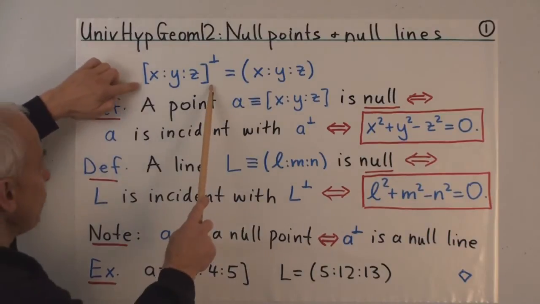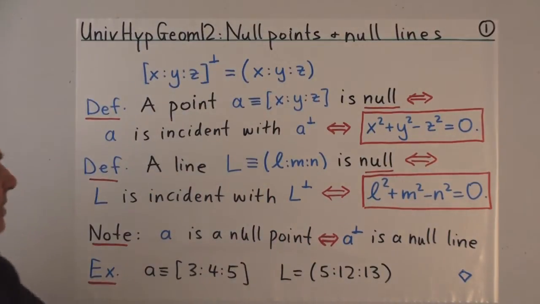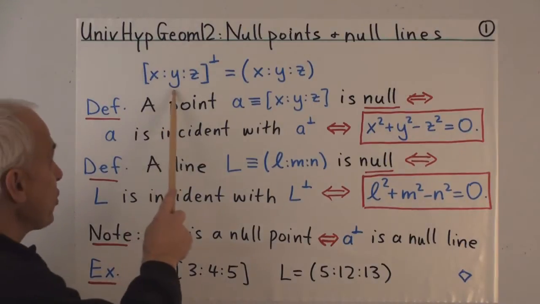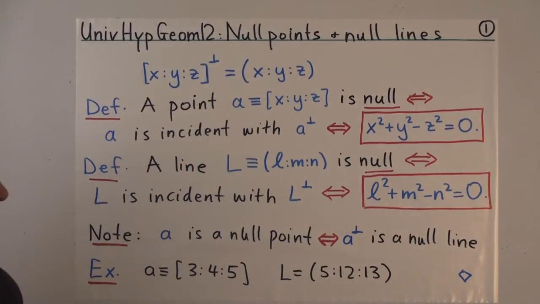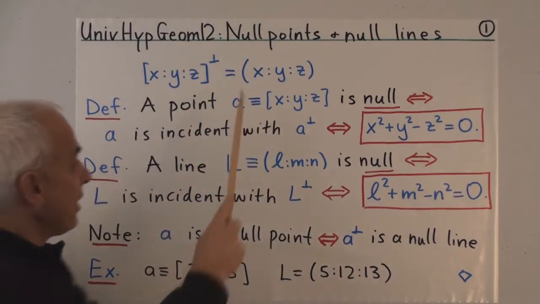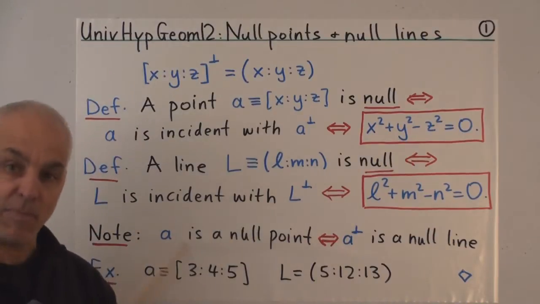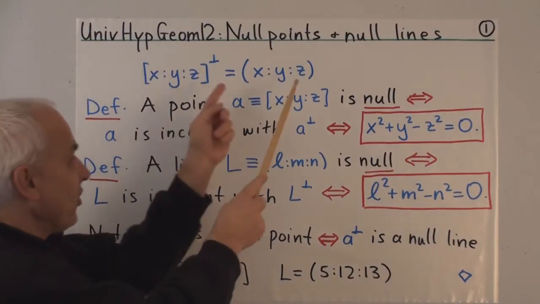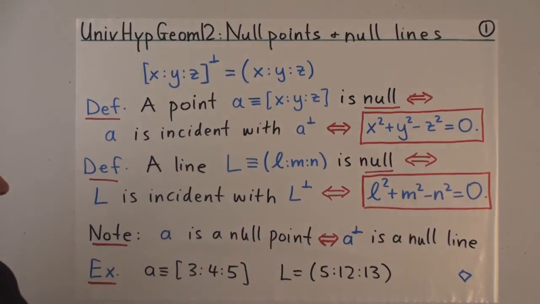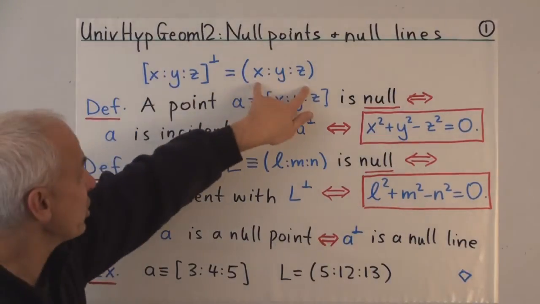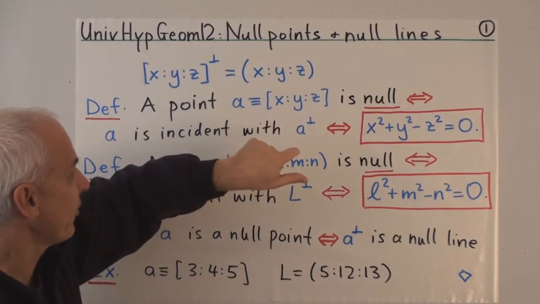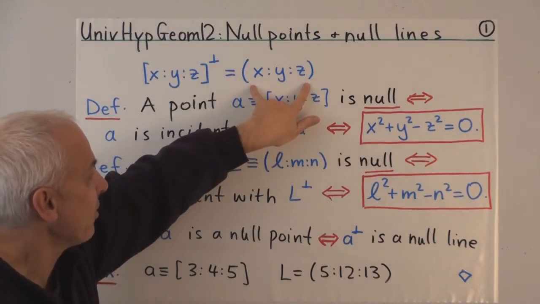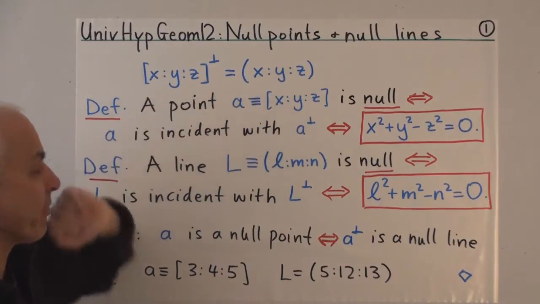I remind you about duality: if you have a point, which in our context is just a proportion of three rational numbers enclosed in square brackets, then its dual is a line, which is a proportion of three rational numbers enclosed in round brackets. And this dual operation simply changes the square brackets to round brackets, or if we went the other way, changing round brackets for a line to square brackets for a point.